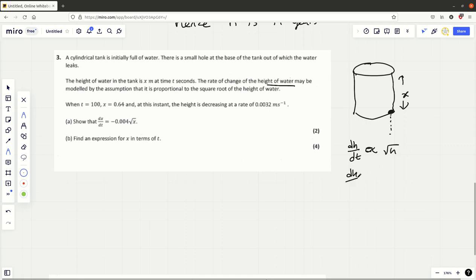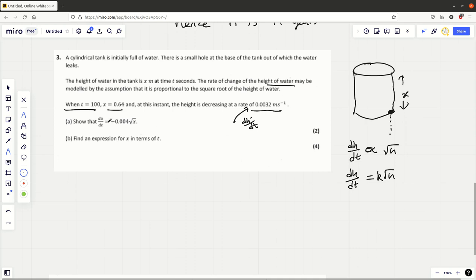Now you can always replace the proportional sign with a constant of proportionality. So we're going to have dH by dt is k root h, yeah? And that's good. Now we just need to use their initial conditions, yeah? That is a rate, and you can see it from meters per second. That is a rate. In other words, that is dH by dt, yeah?